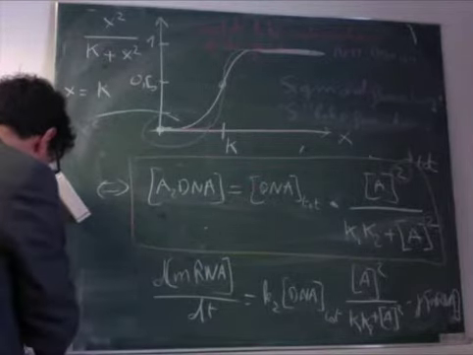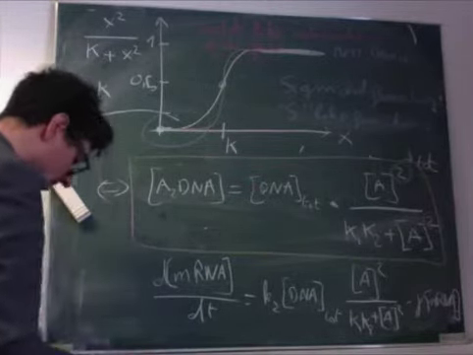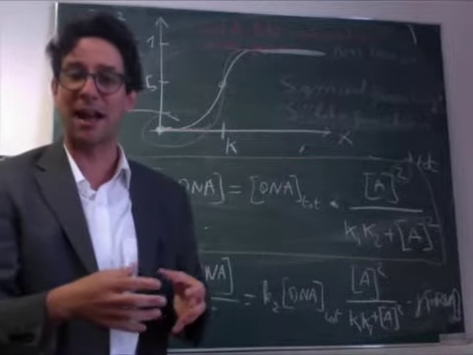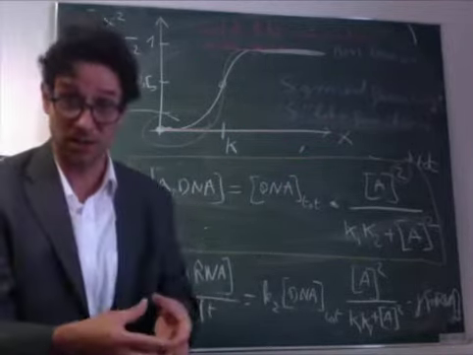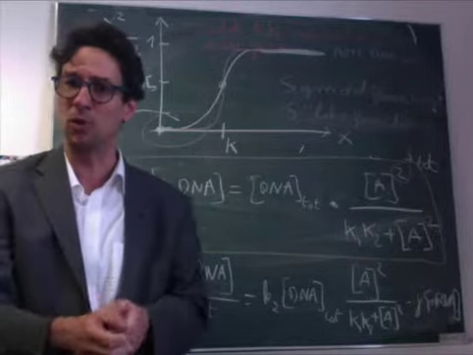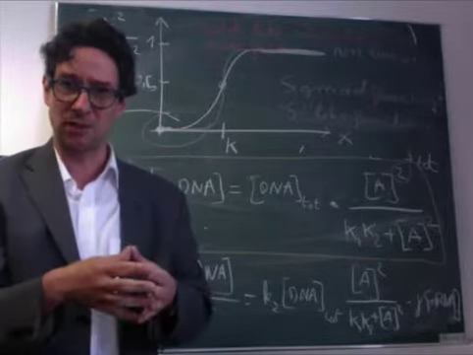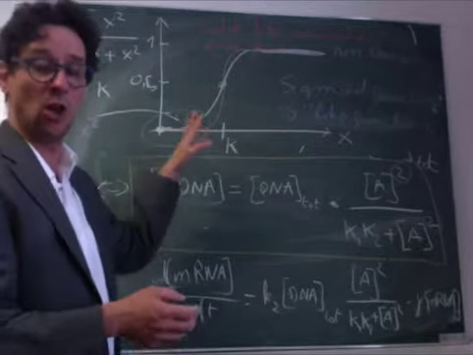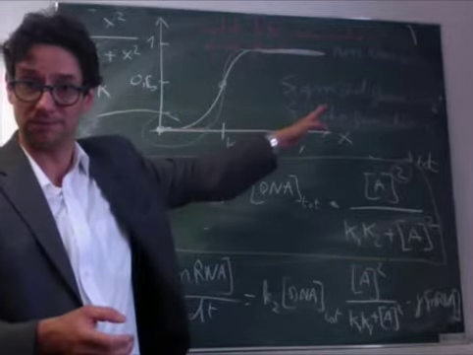Maybe this is why evolution led transcription factors to act as multimers rather than as monomers. This enables gene regulation to behave as a switch, gene off, gene on, sharply.